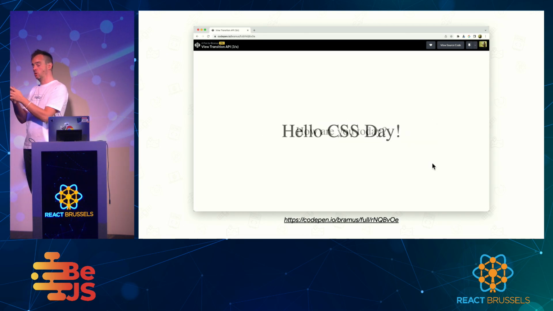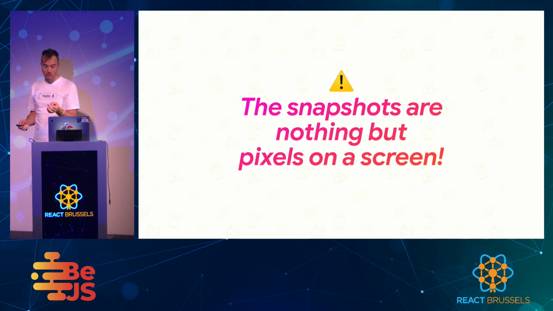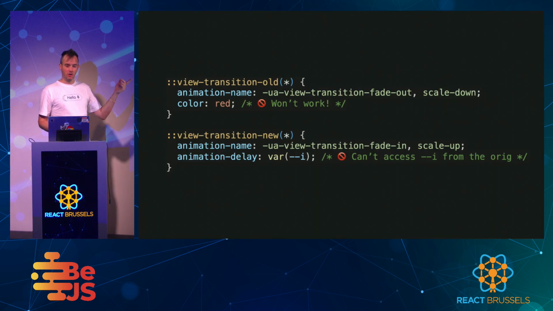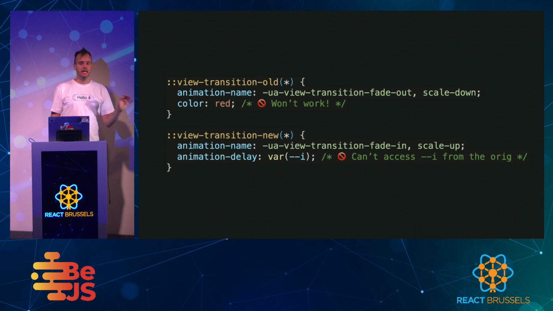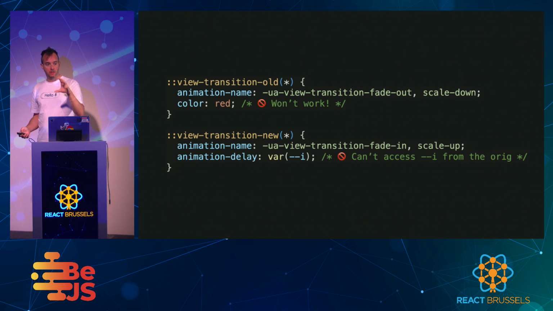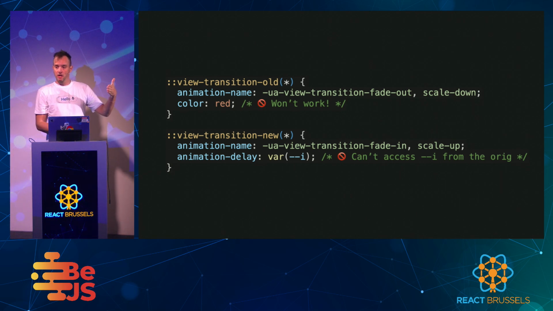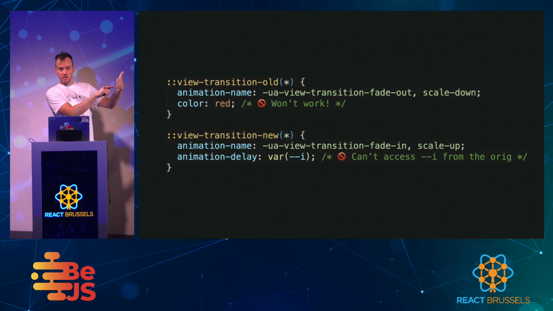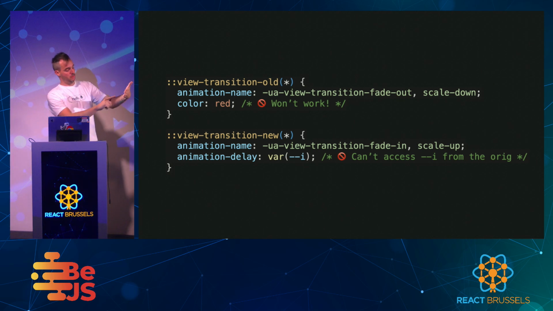But one warning with this though, the snapshots are nothing but pixels on a screen. So that means that the following thing won't work. Like in the old pseudo, if I want to change the color to red, that won't work because the snapshots are pixels. Think of it as looking through your phone when you are taking a photo. If you are looking at a subject in the distance and you are looking at your phone, the thing that you see on your phone is a pixel representation of the real object behind it. So if you want to change the color of the real object behind it, well, you can't just change it on the pixels. You can't say, hey, photo, change.